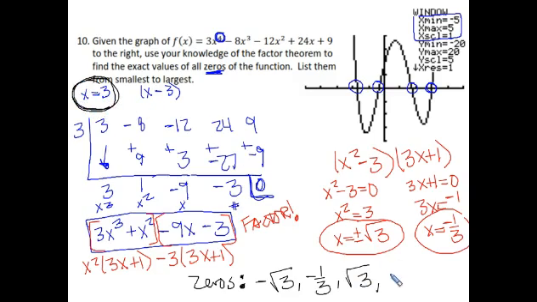So our last one right there would be a positive 3. And those are the exact values of these other ones on our graph. Looks like we have negative square root of 3 right here. We have negative 1/3. We have a positive square root of 3, and we have 0.